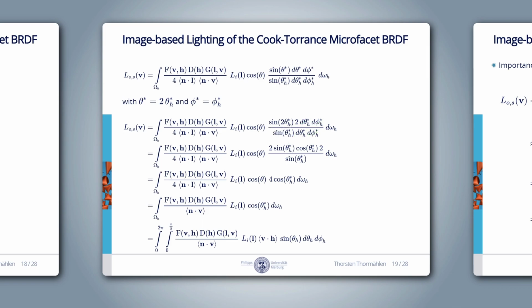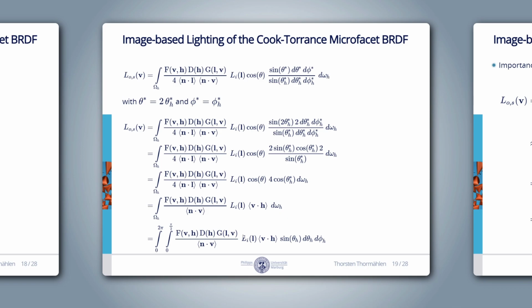Sine 2 theta h star is equal to 2 sine theta h star times cosine theta h star. These two sine theta h star terms cancel each other out, and we get a factor of 4 cosine theta h star. Cosine theta is the same as n dot L, so these terms also cancel each other out. These two 4's as well. Theta h star is the angle between the view direction and the half-way vector. Thus, we can replace cosine theta h star with a dot product of v and h. Perfect, now we have an integral over d omega h, which is the solid angle around the half-way vector.